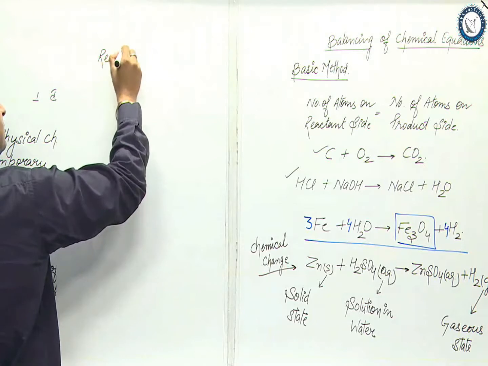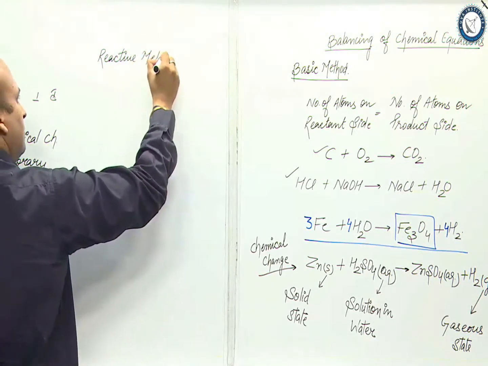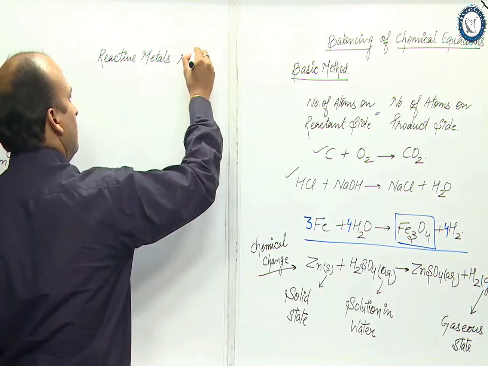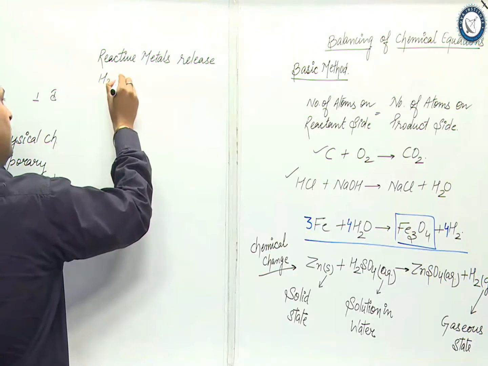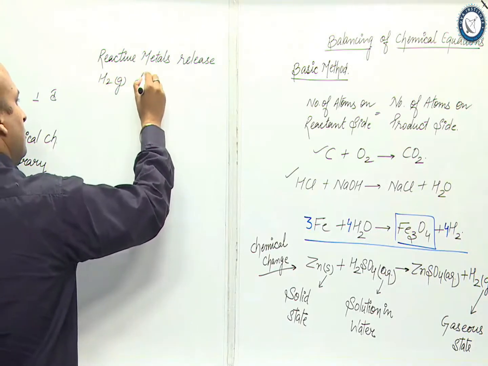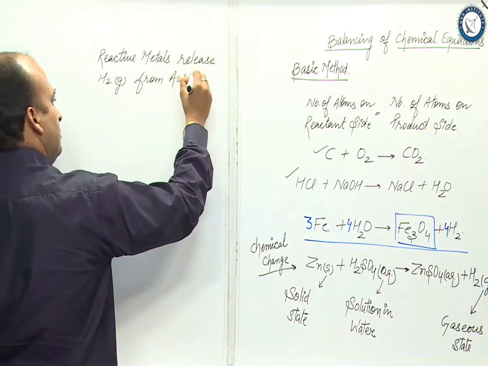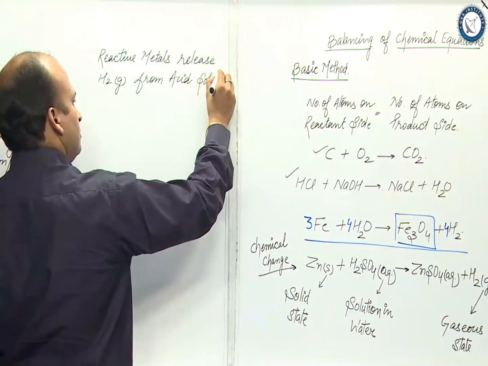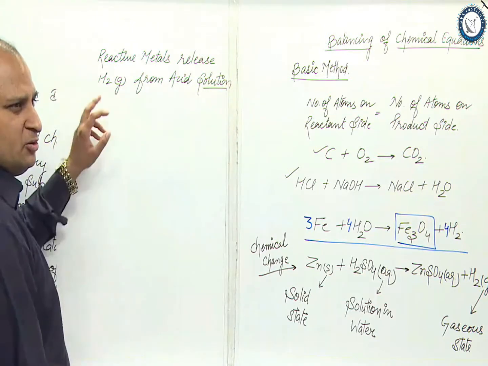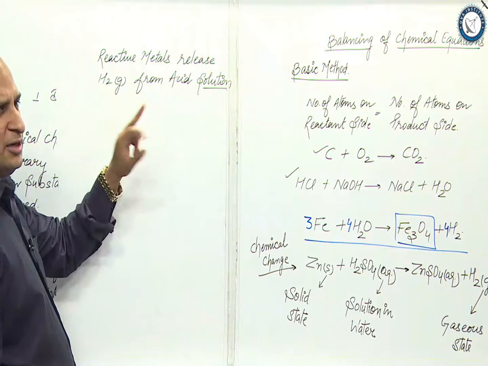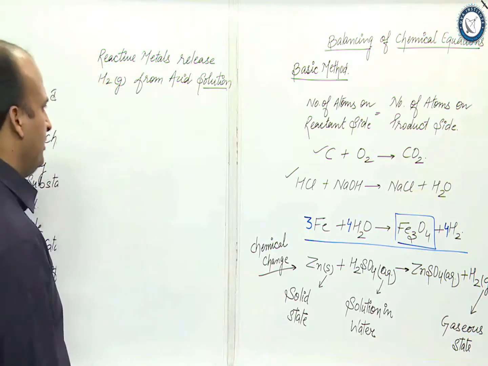Reactive metals release hydrogen gas from acid solutions. ये ध्यान रखना बेटा इस बात को. Reactive metals release hydrogen gas from acid solution. That is what is happening over here. ठीक है, मैंने अभी बता दिया आपको.